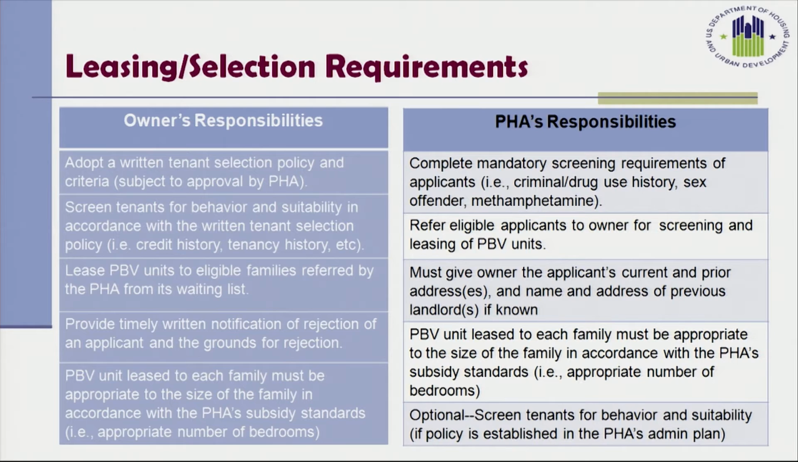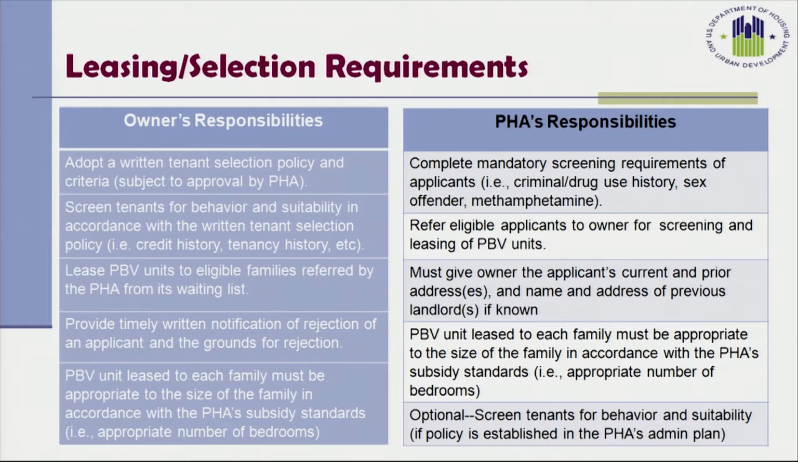Owners are also responsible for leasing PBV units to eligible families referred by the PHA from its waiting list. Owners provide timely written notification of rejection of an applicant and the grounds for those rejections. Owners are also responsible for leasing to each family the appropriately sized PBV unit in accordance with the PHA subsidy standards. So leasing the appropriate sized unit based on the number of bedrooms.